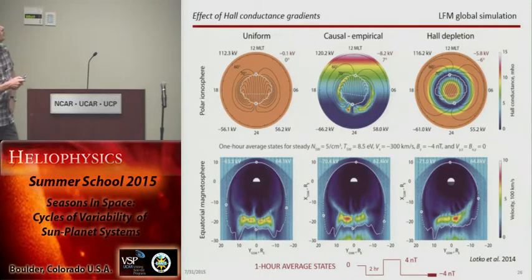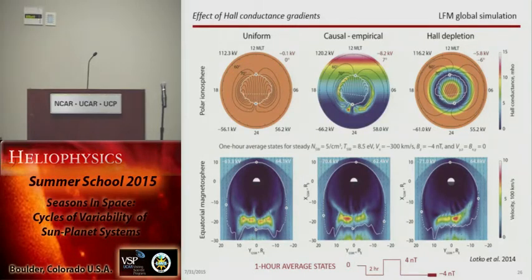Now we turn on the empirical precipitation model, which gives an auroral conductance distribution that you see here, somewhat non-uniform. And then this, of course, is the dayside EUV, that's photoionization. And so we have a very non-uniform Hall conductance now. One thing that we see is that now the fast flows and the reconnection rates are different.